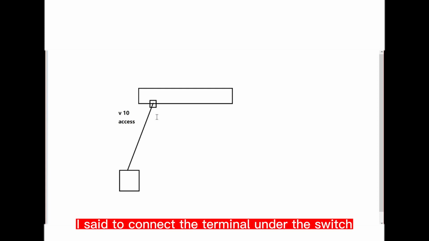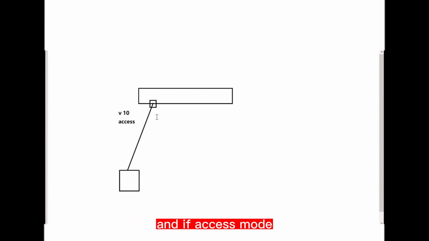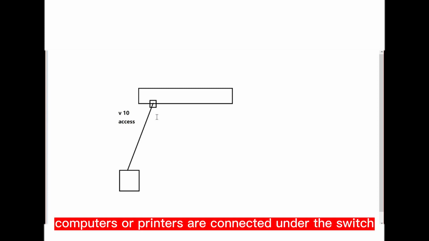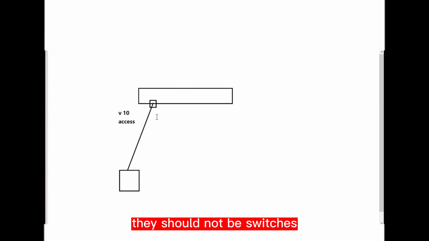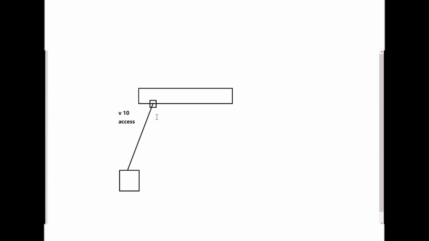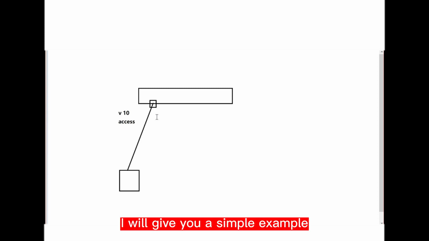I said the terminal is connected under the switch. In access mode, computers or printers are connected under the switch, they should not be switches. How can they send tagged data to the VLAN? This is also very simple.